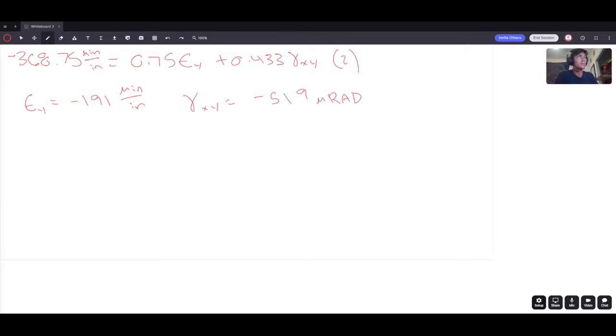But the equation for sigma x is the modulus of elasticity over 1 minus Poisson's ratio squared, times epsilon x plus Poisson's ratio times epsilon y.